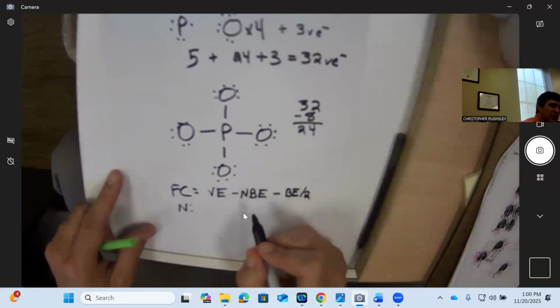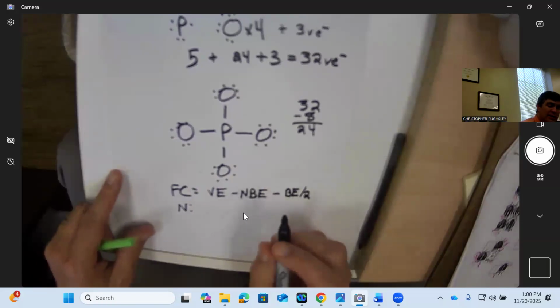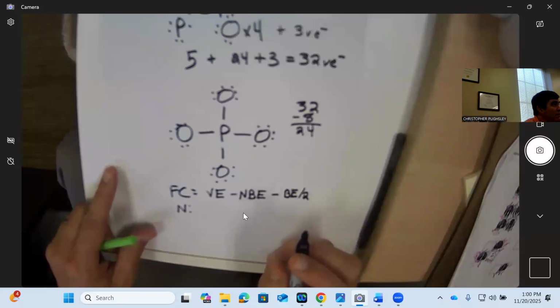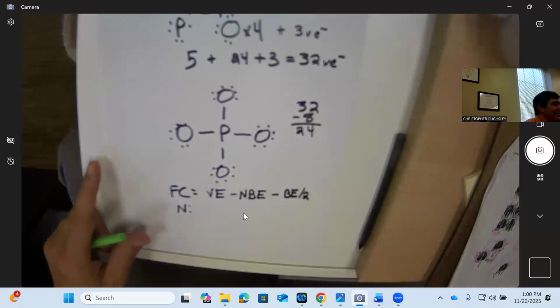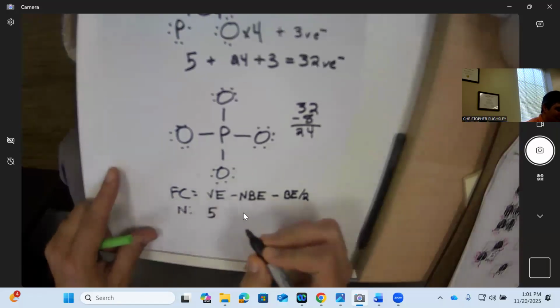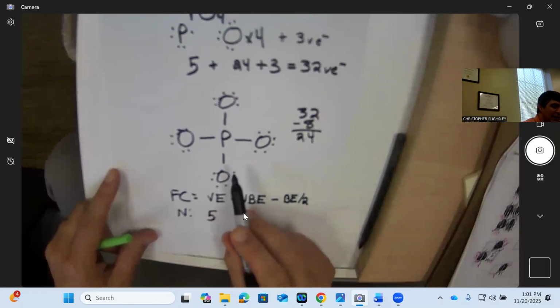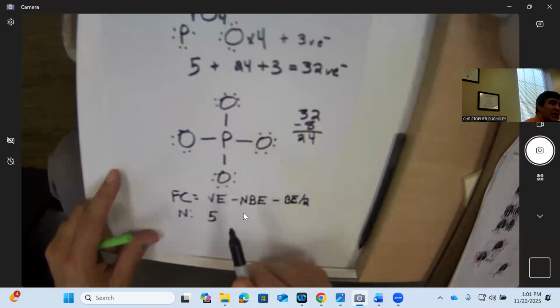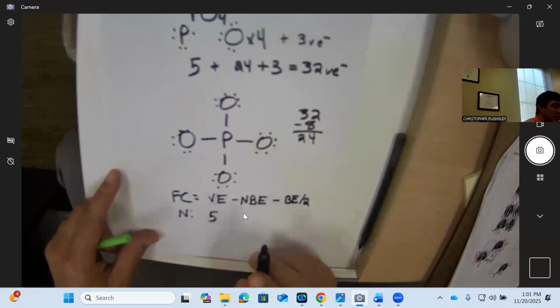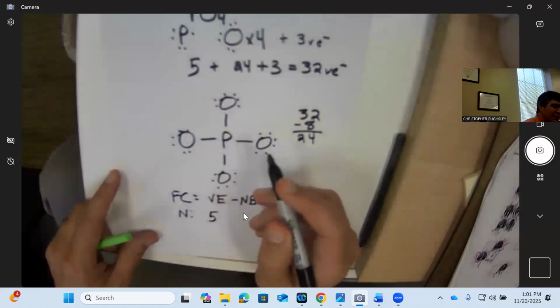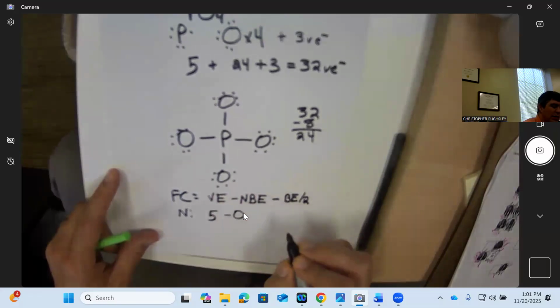Phosphorus has how many valence electrons? 5. All right, it's got 5. How many non-bonding electrons does phosphorus have? Non-bonding means there's electrons by itself around phosphorus. We have 0.